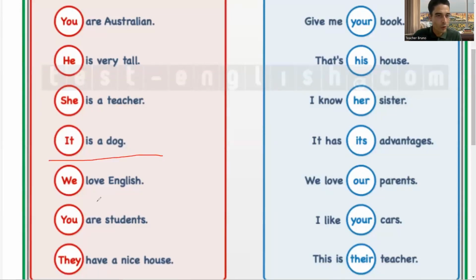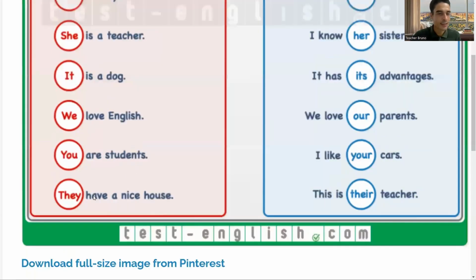Plural form now. We love English, as I hope you do as well. So we love our parents. Our, it belongs. Our parents. So there's this relationship. We, our, you, your, singular and plural too. Next, we have on the list, they. They, plural form, they have a house. Possessive, this is their teacher. This is their house, John, Mary, Joseph. This is their house. It belongs to them.